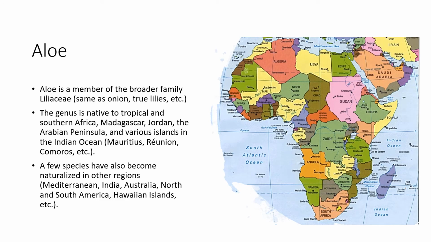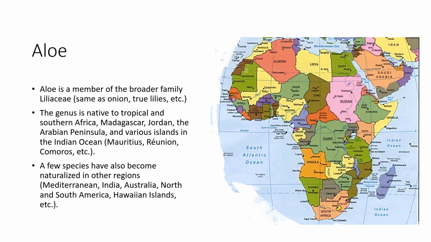Aloe is a member of the broader family of the Liliaceae, which is the same as onion and true lilies. The genus is native to tropical and southern Africa, Madagascar, Jordan, the Arabian Peninsula, and various islands in the Indian Ocean. You can see in that map, Madagascar is on the right side of Africa, down south a little bit, closer to southern Africa. And it's native all the way up into the Arabian Peninsula, because it has a pretty good swath of native habitat there.